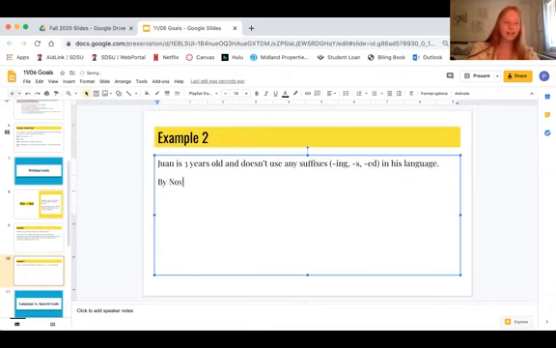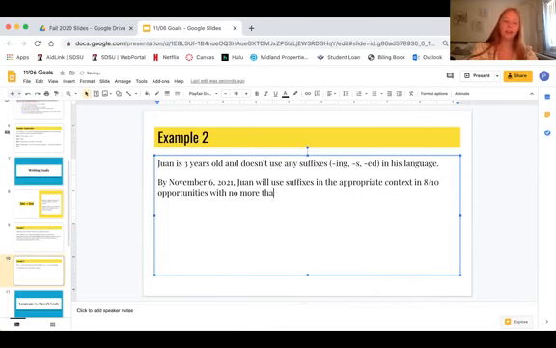So by November 6th, 2021, because this is for next year, one will use suffixes in the appropriate context in 8 out of 10 opportunities with no more than 2 prompts over 3 consecutive sessions as measured by clinician data.